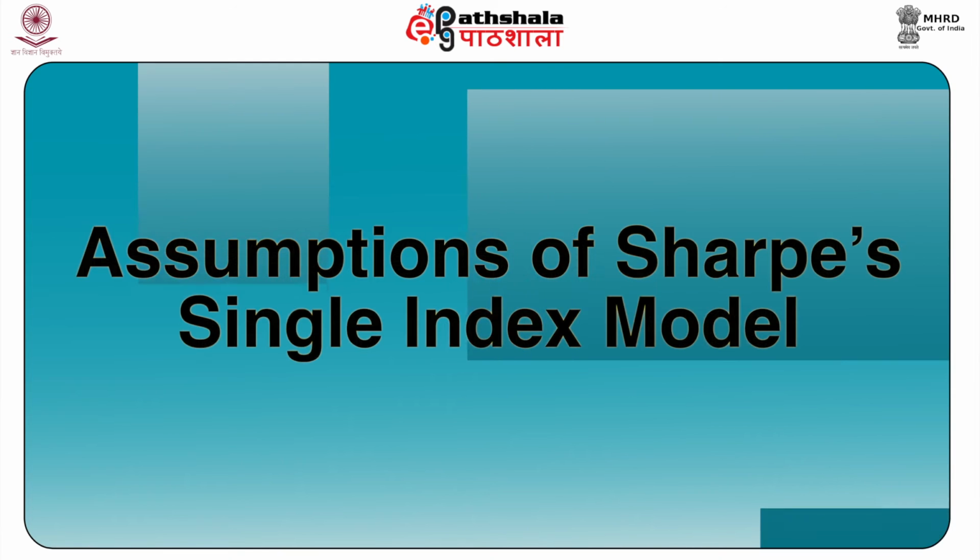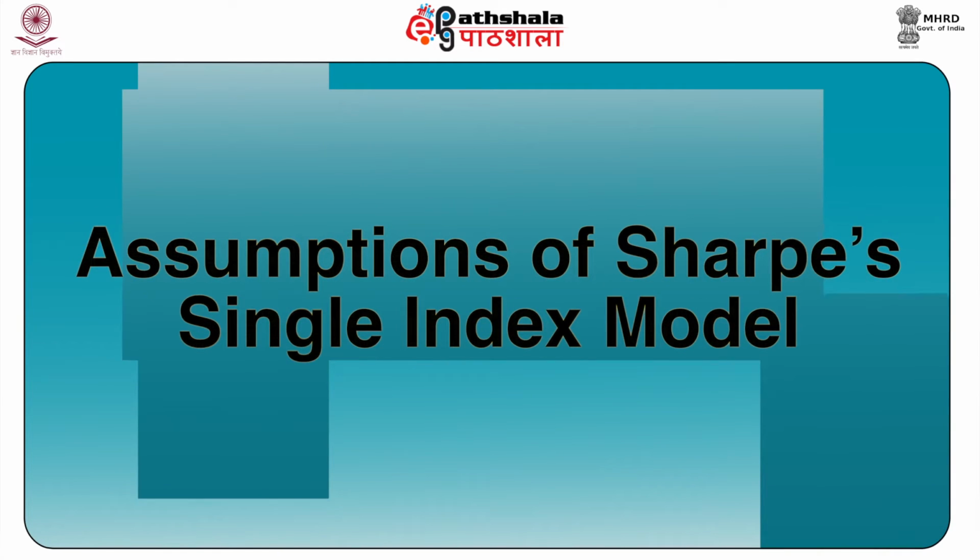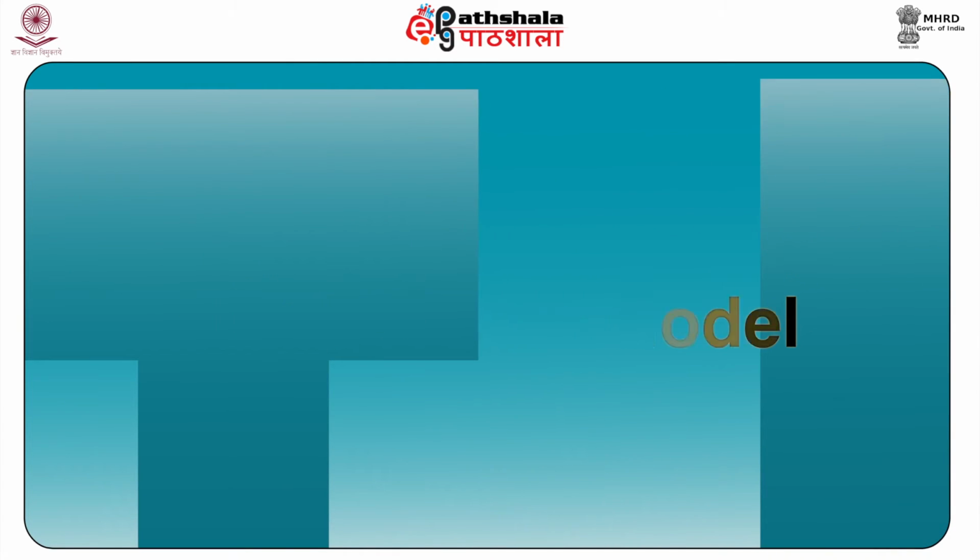Let us now understand the assumptions of Sharpe's single index model. The single index model rests on three basic assumptions. If only the first two of the following three assumptions are made, the model is referred to as the market model instead of Sharpe's single index model. The assumptions are as follows. Assumption 1: The error term Ei has an expected value of 0 and finite variance.